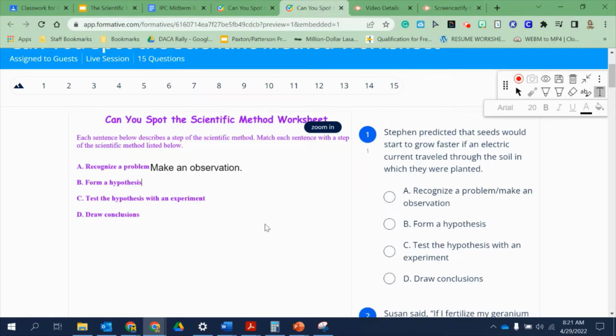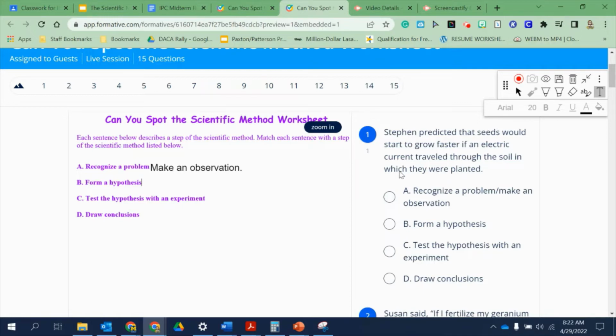So let's look at some of these examples. Let's do number one. Stephen predicted that seeds would start to grow faster if an electric current traveled through the soil in which they were planted. In this one, you have to ask yourself, what is this statement saying? It's saying that if you were to pass an electrical current through the soil, then the seeds would grow faster. And this is a cause and effect. If I pass an electrical current through the soil, then the plants will start to grow faster.